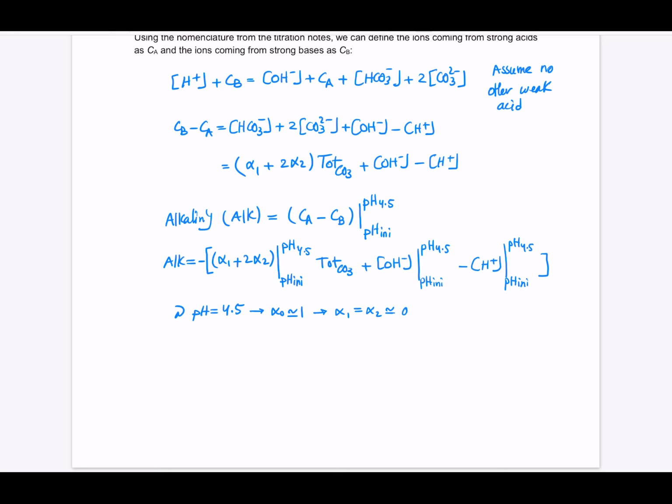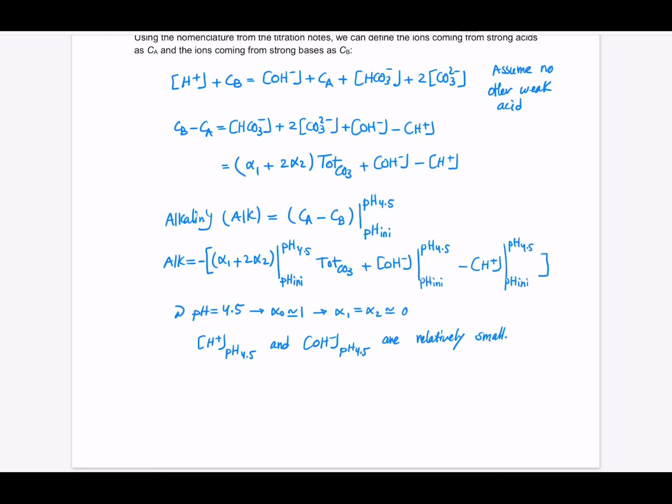The other one is also, relatively speaking, H plus at pH of 4.5. Again, this is a relative term, and OH minus at pH of 4.5, they are relatively small compared to the initial pH. So you'll see that later. And compared to the contribution of carbonate at that initial pH.